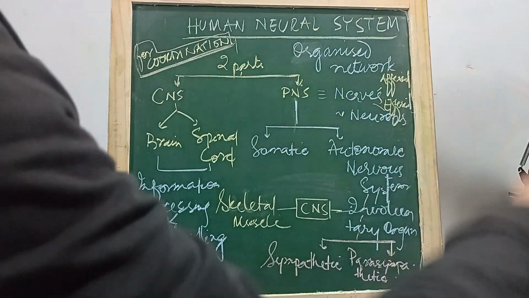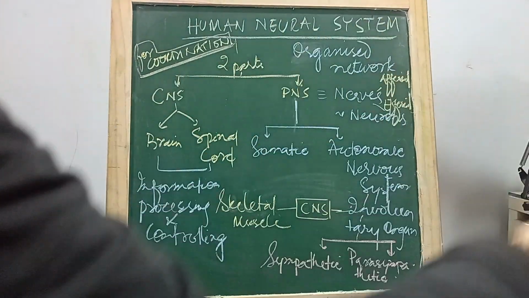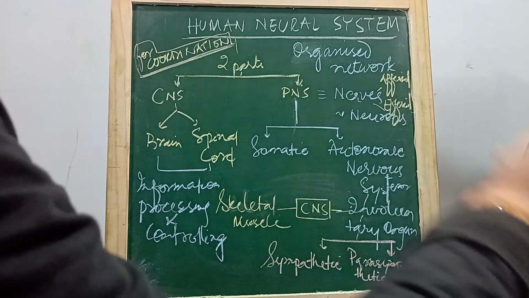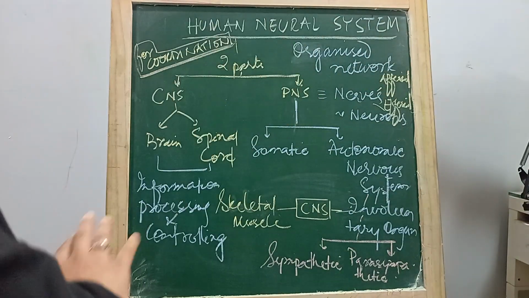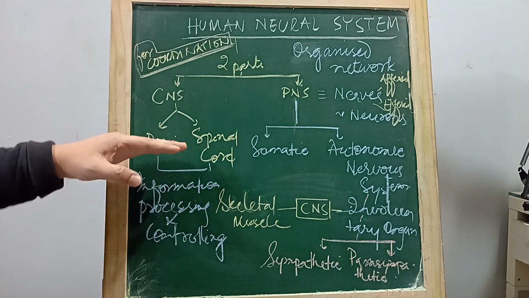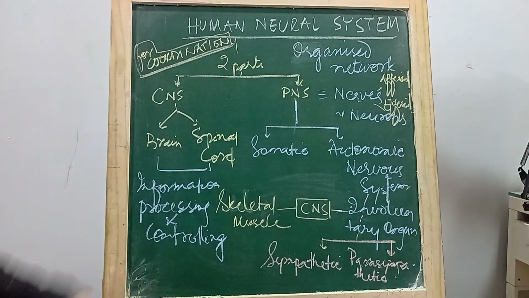Afferent means it's sending the stimulus from the central nervous system to different tissues and organs. And efferent nerves means those nerves which are bringing information or stimulus from organs or tissues back to the nervous system, to the central nervous system. That means the brain and spinal cord. Those are the two kinds of nerves, afferent nerves and efferent nerves.